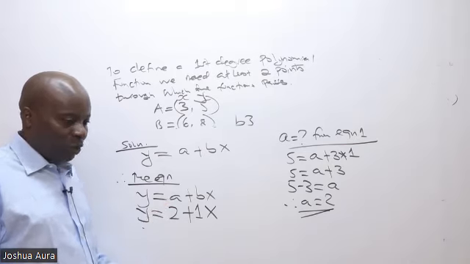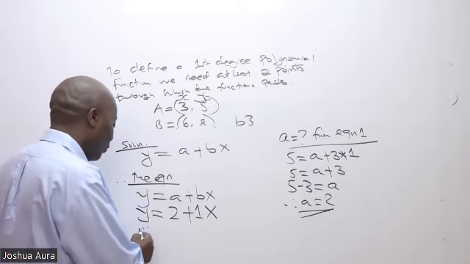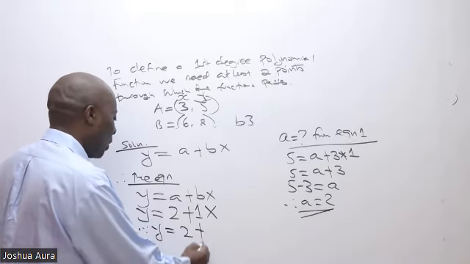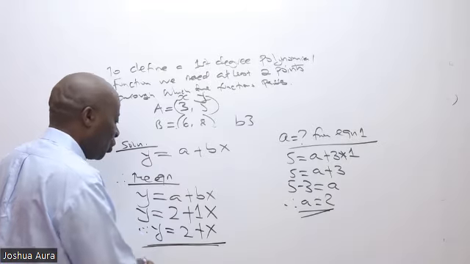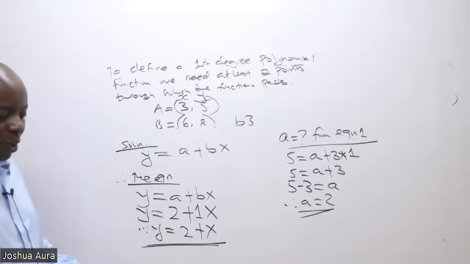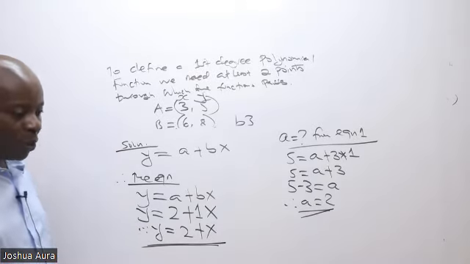1x. The 1 is supposed to be silent, a silent partner. Therefore, my y will be equal to 2 plus who? Y will be equal to 2 plus x.